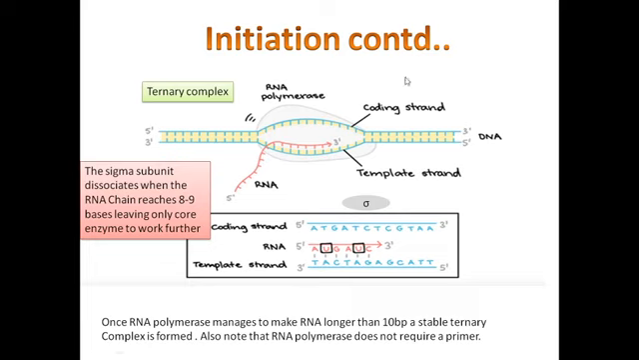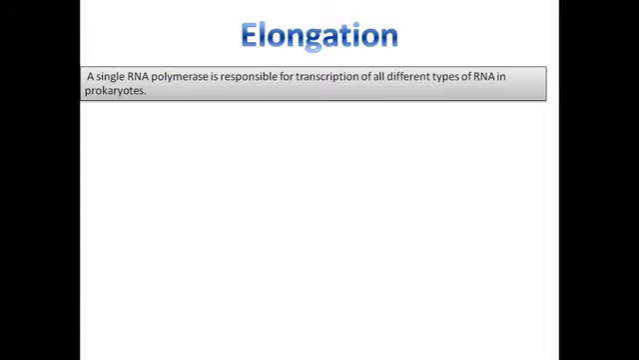Another important thing about this RNA synthesis is that RNA polymerase does not require a primer. It's able to start the transcription de novo, that is, it adds the first nucleotide itself and goes on elongating. Now after the initiation, up to the stage where 10 bases have been added and the sigma subunit has dissociated, it comes under elongation. Remember that it's a single RNA polymerase which is responsible for transcription of all the different types of RNA in prokaryotes.